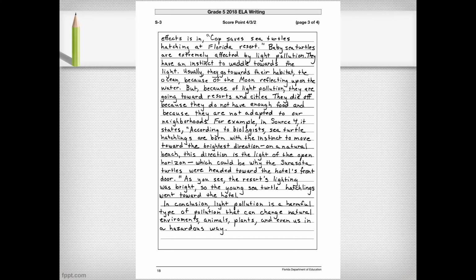For example, in source 4, it states, according to biologists, sea turtle hatchlings are born with the instinct to move toward the brightest direction. On a natural beach, this direction is the light of the open horizon, which could be why the Sarasota turtles were headed toward the hotel's front door. As you see, the resort's lighting was bright, so the young sea turtle hatchlings went toward the hotel. In conclusion, light pollution is a harmful type of pollution that can change natural environments, animals, plants, and even us in a hazardous way. Thank you.